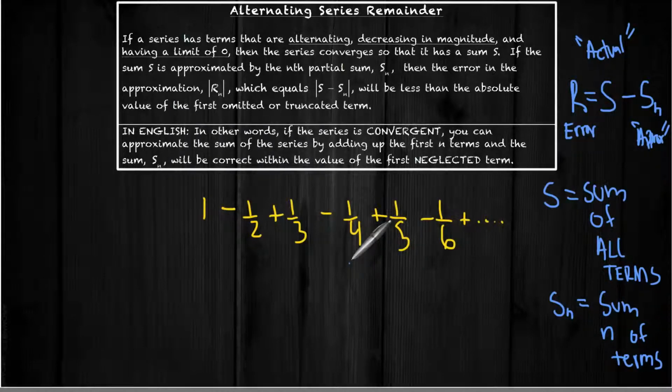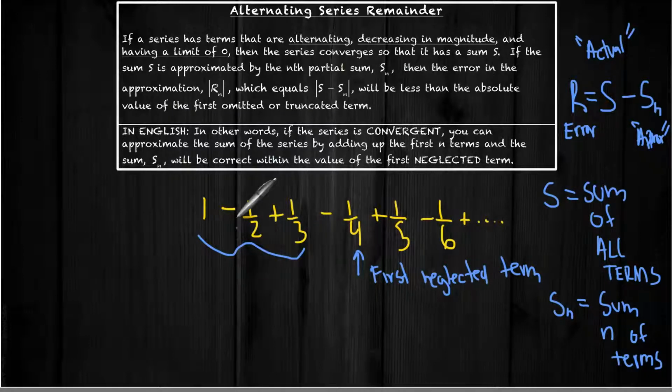And what this remainder is basically saying is that the error that you get is going to be evaluated by the value of the first neglected term. So let's see if we can make sense of this. Let's say we want to approximate the sum of this series. So let's say we want to add up the first three terms. So this is my first neglected term.